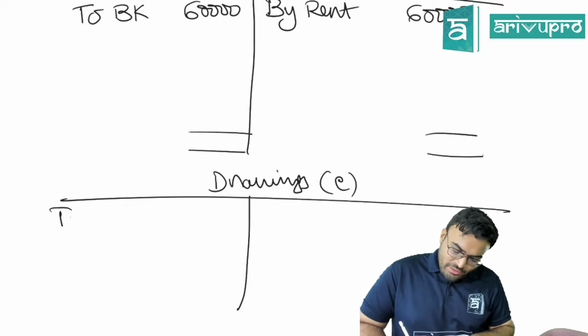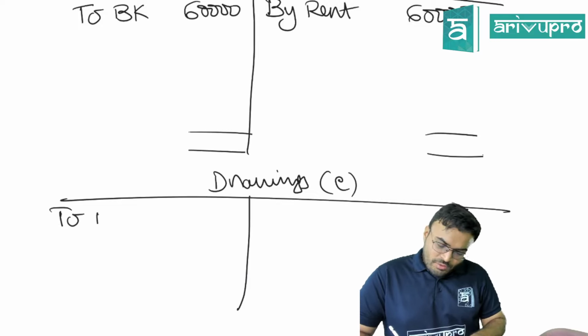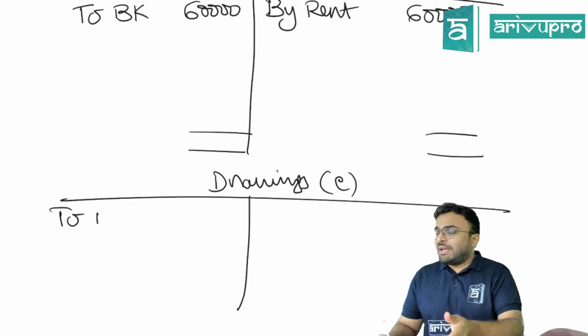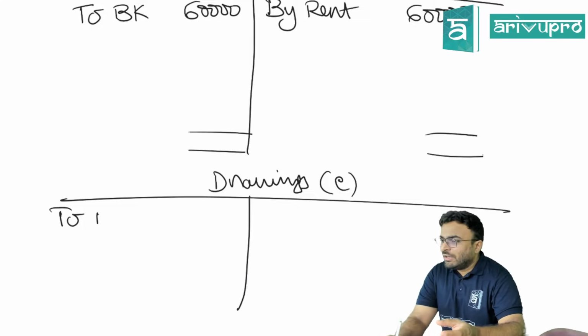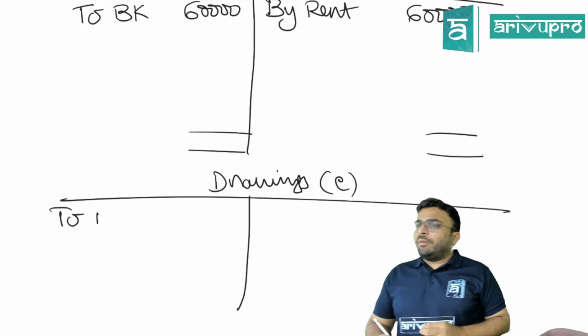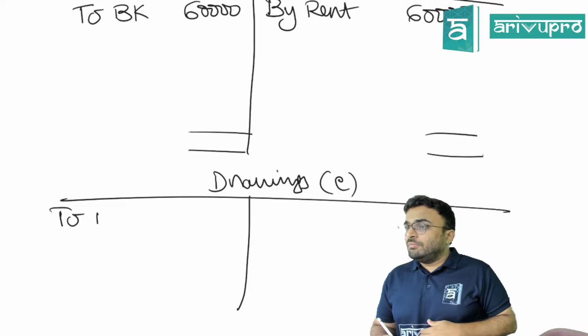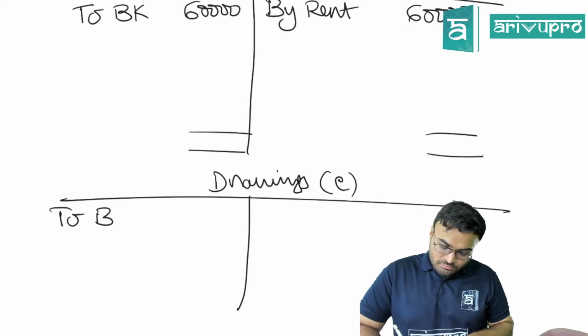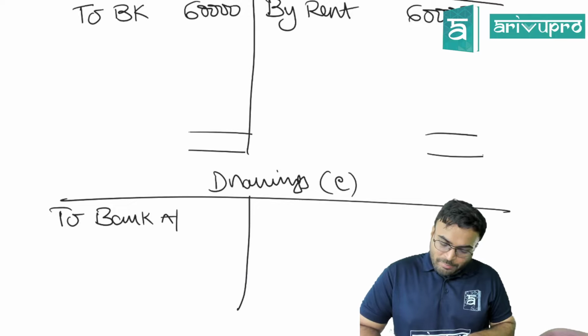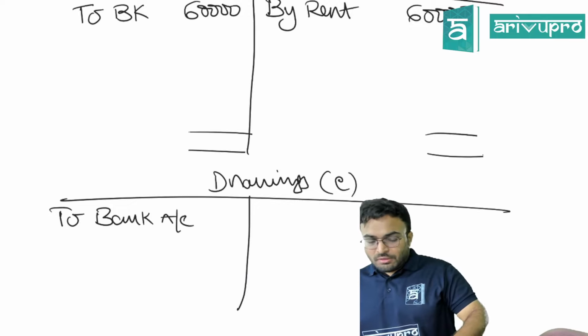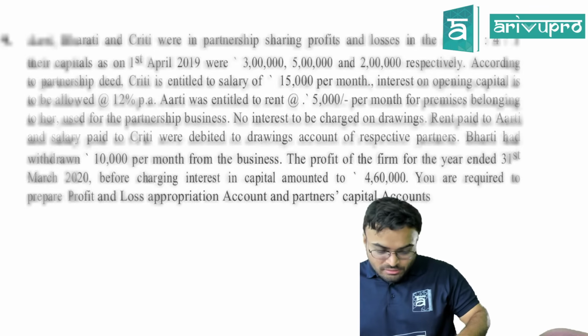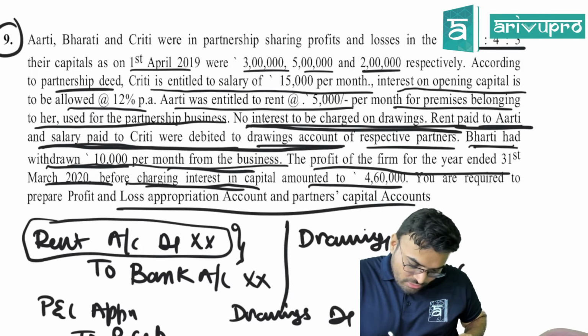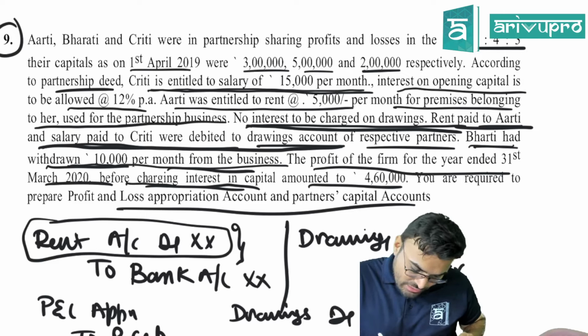There what they did? Drawings account debited to, they have given salary, right? How much was the salary? 1,80,000. What did they do? Drawings account debited to bank account. Have they paid the salary? No, only entitled to salary. Below they have told salary paid to where, debited to drawings account.